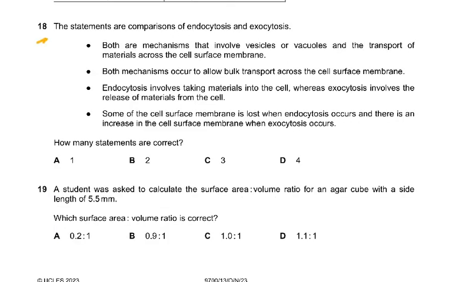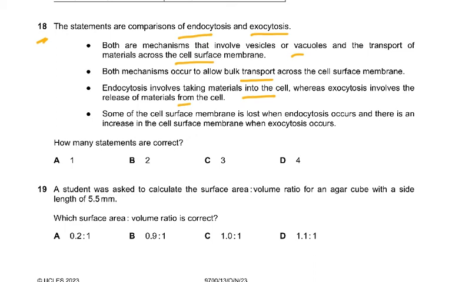Question number 18. The statements are a comparison of endo and exocytosis. Endo means taking in, exo means exit, taking out. Both mechanisms involve vesicles or vacuoles in the transport of materials across the cell membrane, correct? Both mechanisms occur to allow bulk transport, correct? Endocytosis involves taking materials into the cell. Exo means out, release of materials from the cell, correct?